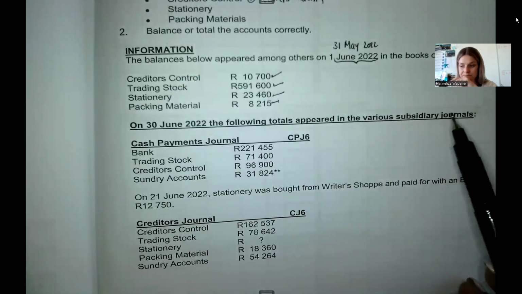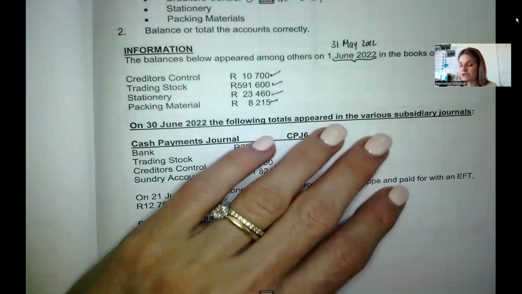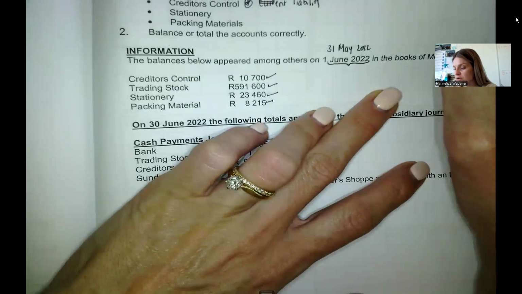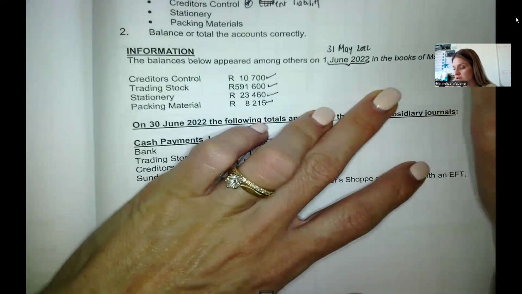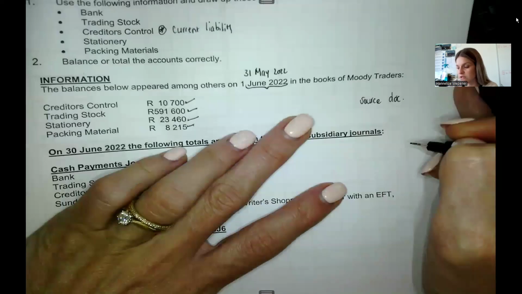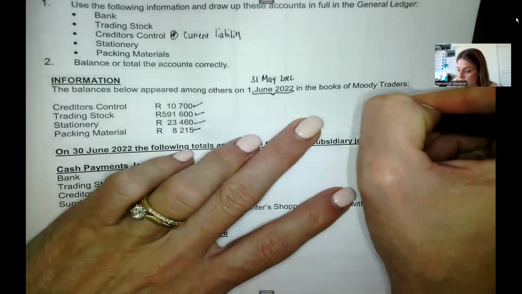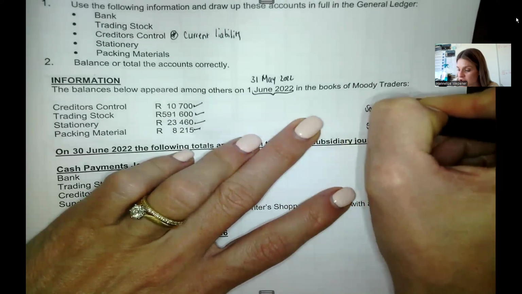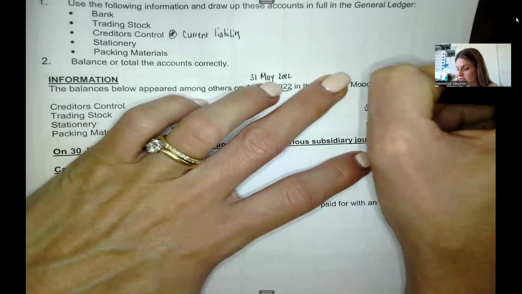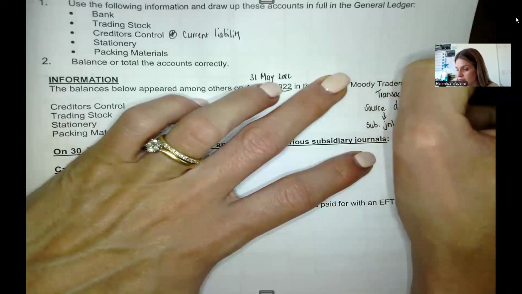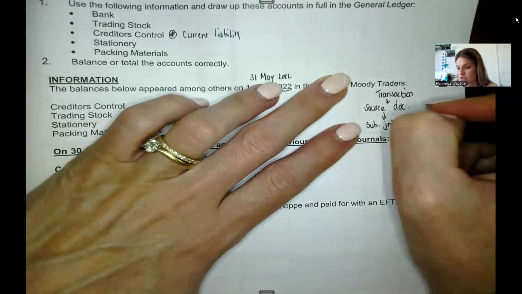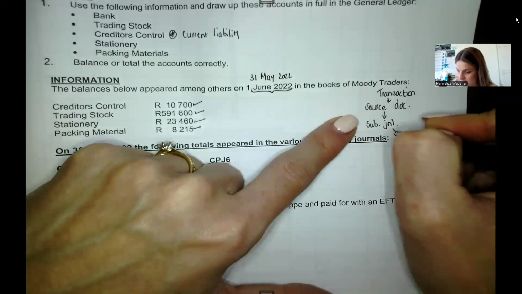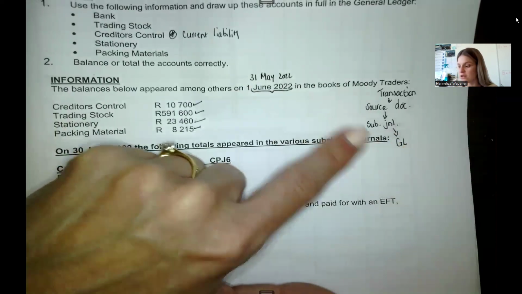You need to remember that a transaction is your first step in your accounting cycle. Then once you have that, you are going to issue a source document. Once you have your source document, you will then record that in your subsidiary journal. So first a transaction, then a source document, then a subsidiary journal. Then you're going to take your subsidiary journal and summarize that in your general ledger.